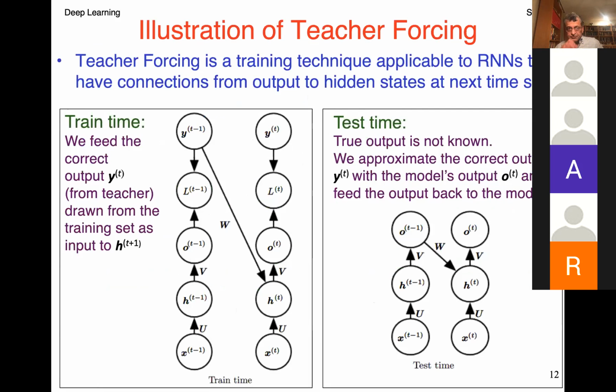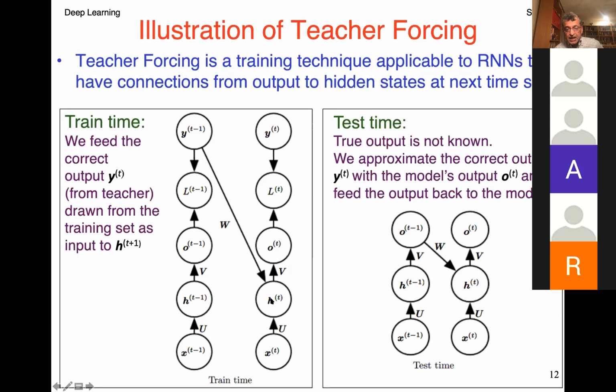This is again teacher forcing being shown diagrammatically at training time and test time. Teacher forcing is a training technique applicable to RNNs that have connections from output to hidden states at the next time step. At training time, we feed the correct output y_t from the teacher, drawn from the training set, as input to h_t+1. This is y_t minus 1. As you know, it's supervised learning, so the teacher has provided that, and we are using it during training time.